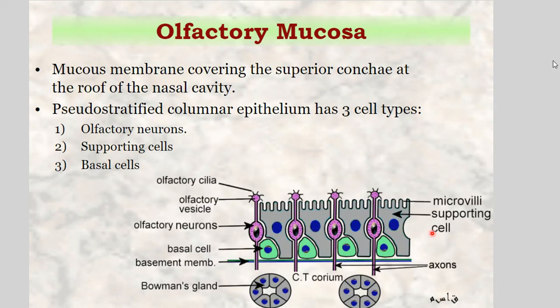The olfactory mucosa, which is present above the nose, is the mucous membrane covering the superior concha at the roof of the nose. So it is covered with pseudostratified columnar epithelium and has 3 cells: olfactory neurons, supporting cells also called sustentacular cells, and the basal cells. These are the olfactory neurons.